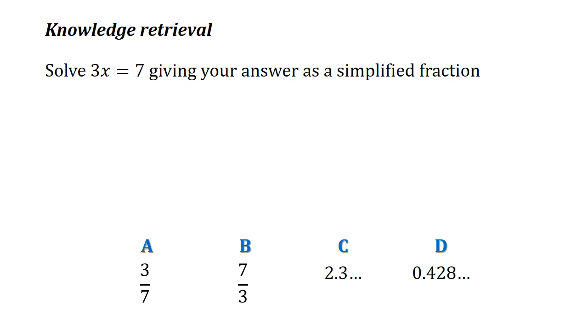We get rid of the multiply by 3 by dividing both sides by 3. 7 won't divide exactly by 3, so we can leave our answer as a fraction. B is the correct answer.